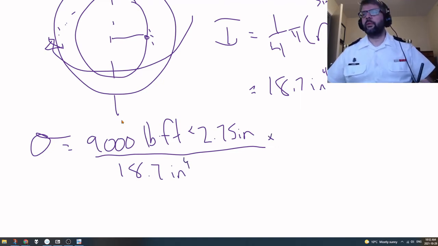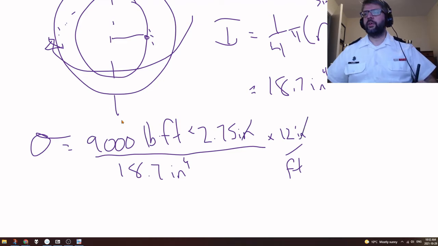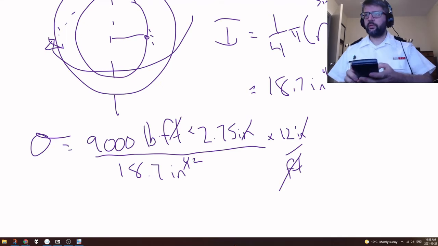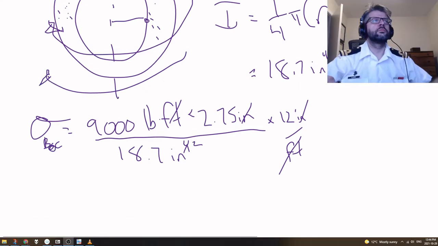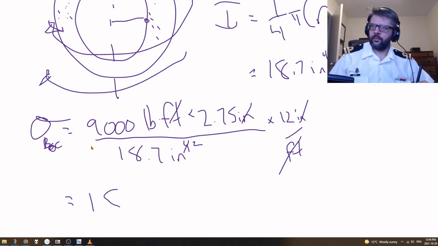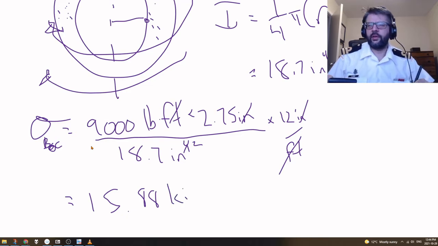Now obviously we got feet and inches in this one. We don't want that, so times 12 inches per foot. So let's see here. These inches on top cancel out 2 of these inches on the bottom. The feet cancel out. We're left with pounds per square inch. Good. So 9,000 times 2.75 times 12 divided by 18.7. Okay, so all that together ends up being equal to 15.88 KSI.